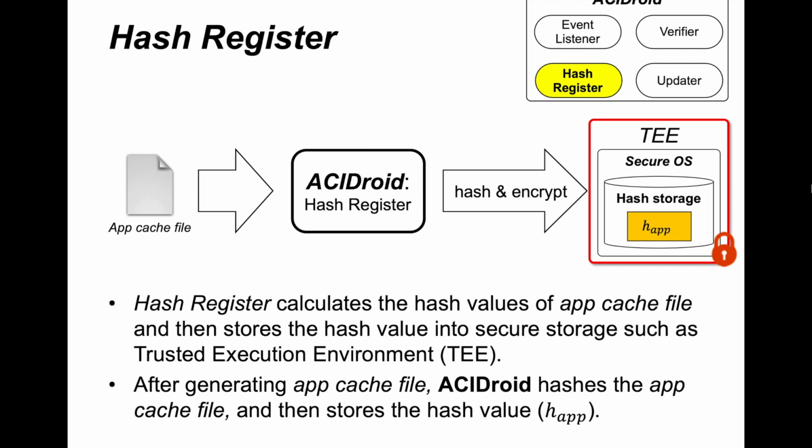The second component is a hash register. This component is executed when the application is installed. Hash register calculates the hash value of the application file. It then stores the hash value into secure storage such as trusted execution environment. The hash value of the application file is securely protected by the trusted execution environment and can be accessed by our system.